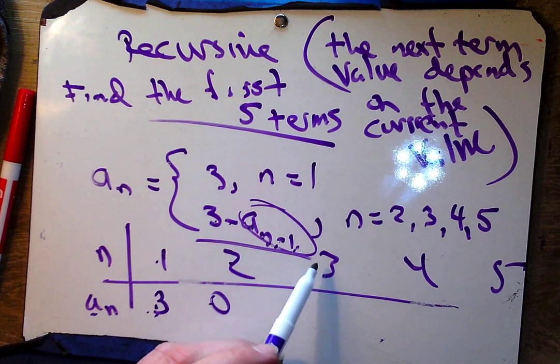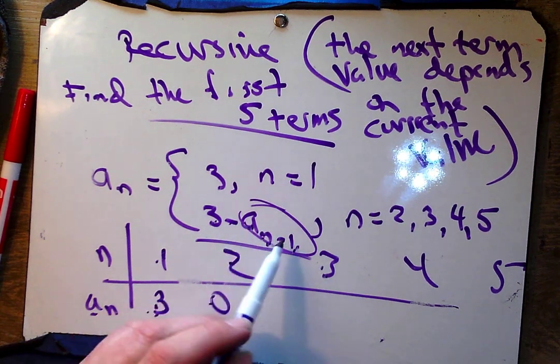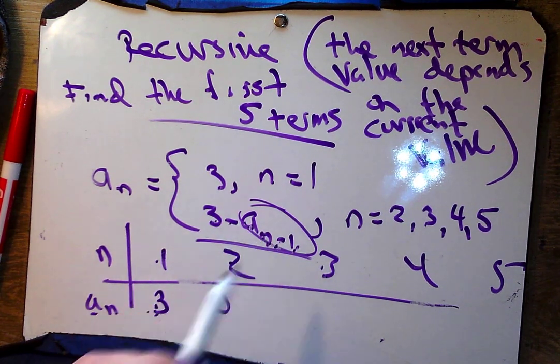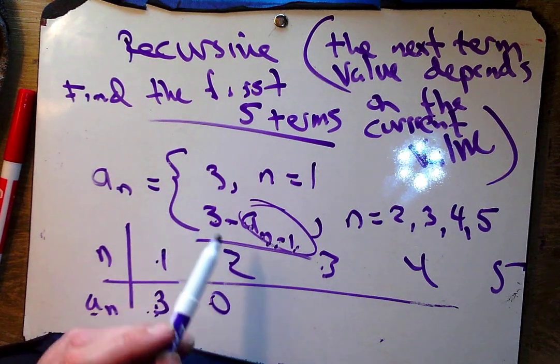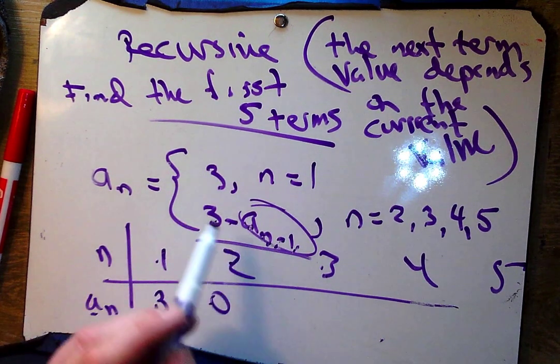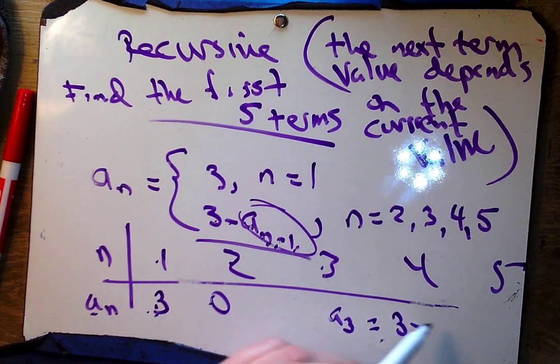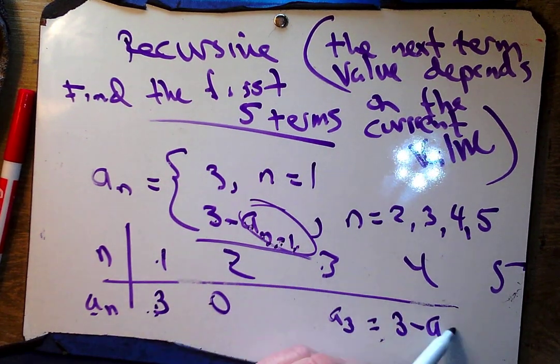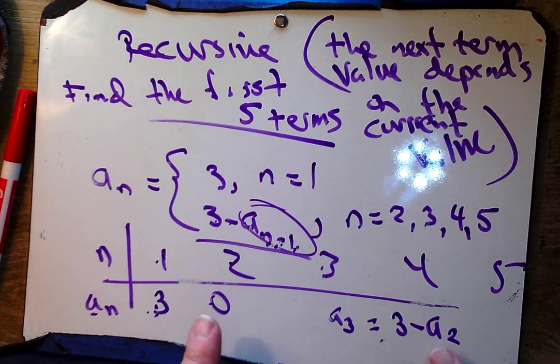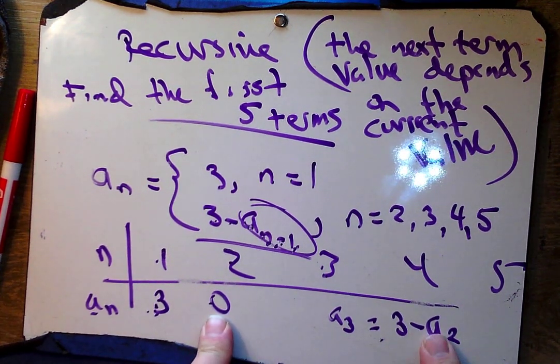If I plug in a 3, a sub 3 is 3 minus a sub 3 minus 1, a sub 2. A sub 2 is 0. I want 3 minus 0.